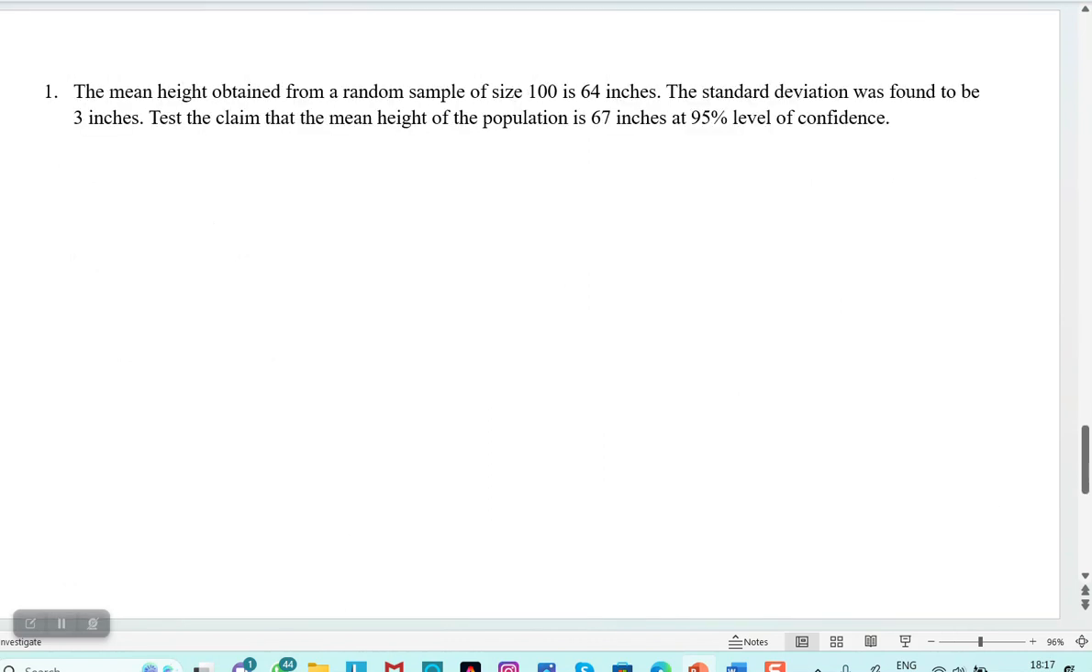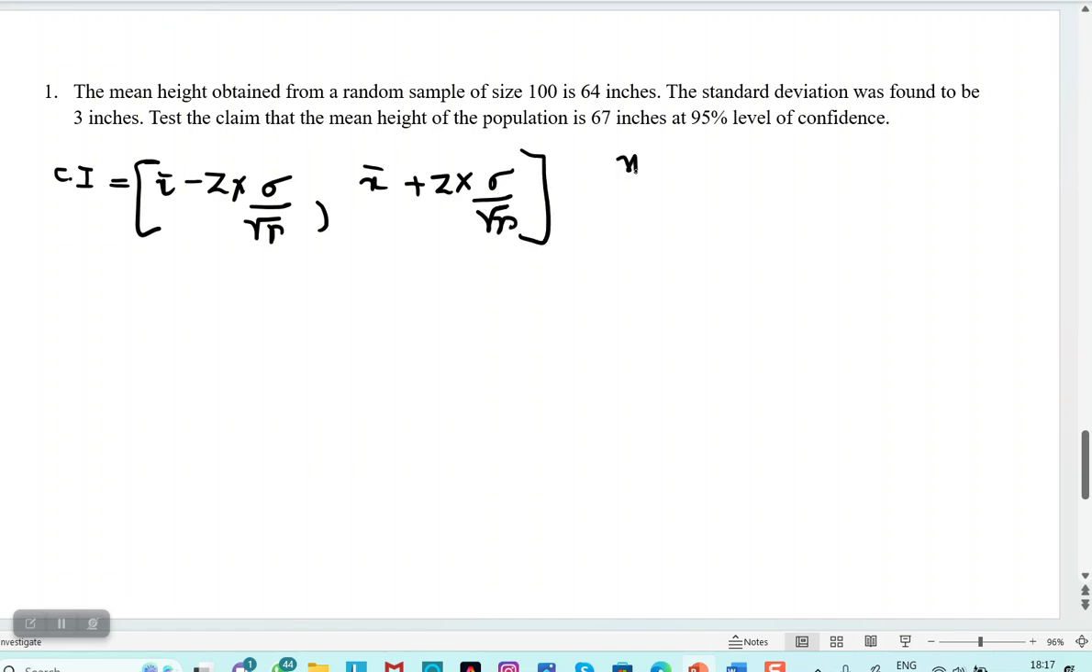We now solve another problem. The mean height obtained from a random sample of size 100 is 64 inches. The standard deviation was found to be 3 inches. Test the claim that the mean height of the population is 67 at 95% confidence interval. Now, problems involving mean height, average life have to be solved using normal distribution. For normal distribution, the formula is, confidence interval is x bar minus Z into sigma by root n, x bar plus Z into sigma by root n.